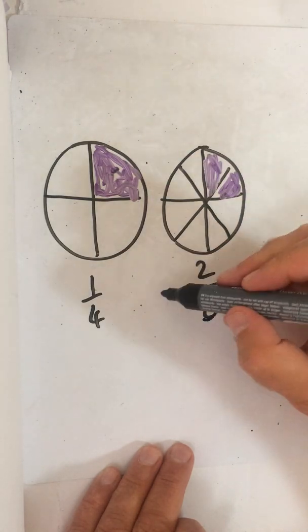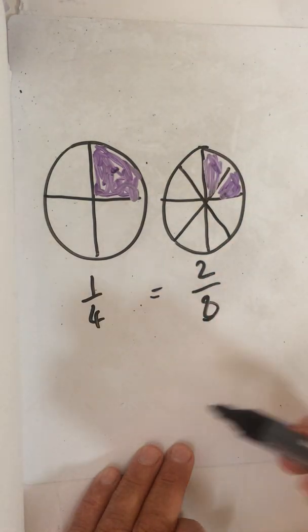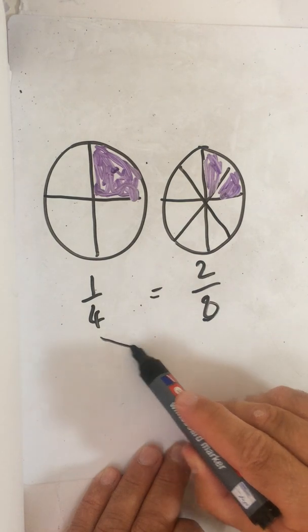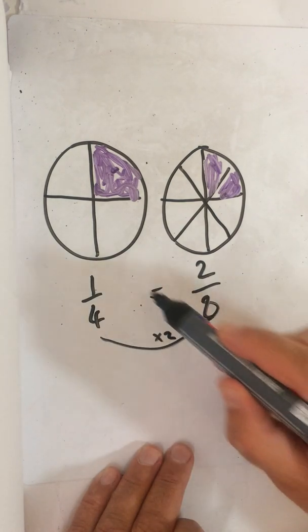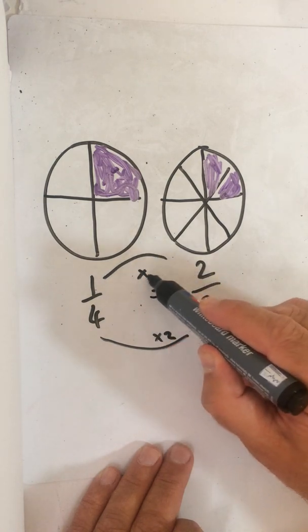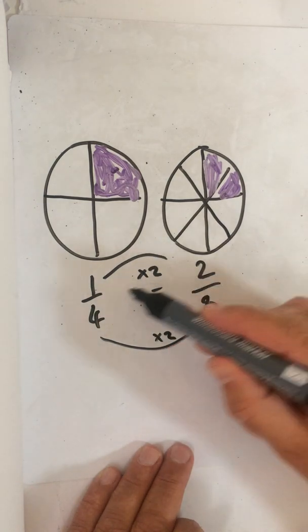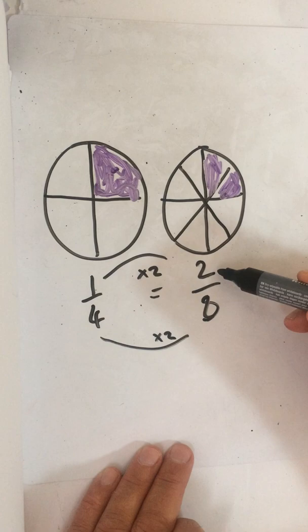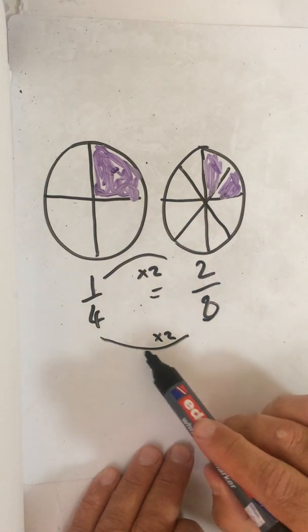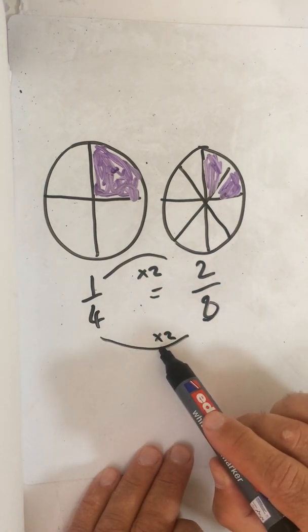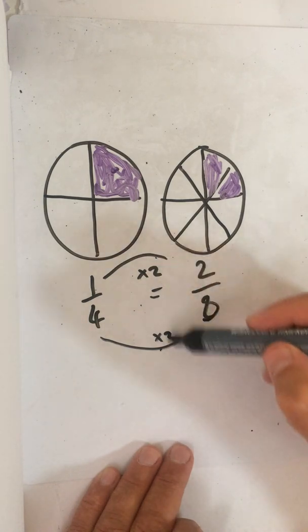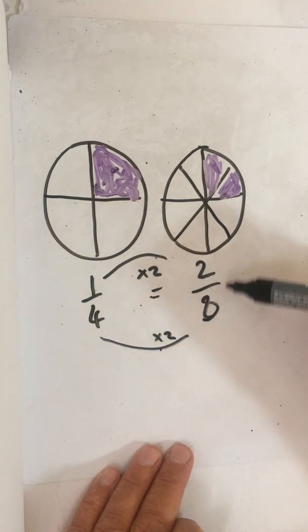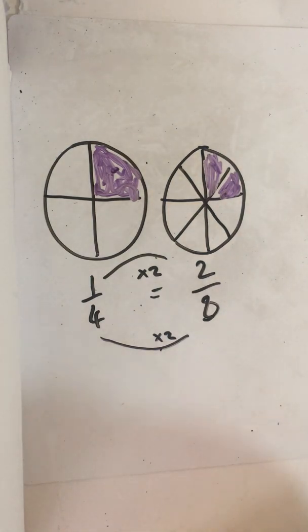Okay, equivalent fractions. And how they work is, if I go from there to there, if I times the bottom by 2, I get 8. If I do the same to the top, times the 1 by 2, I get 2/8. So if you times the bottom by a number, and you times the top by the same number, you will get an equivalent fraction. And what an equivalent fraction means is that they are the same size.